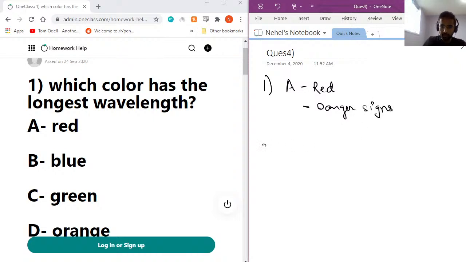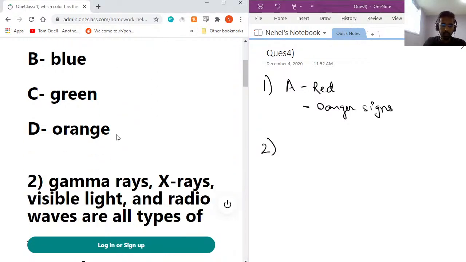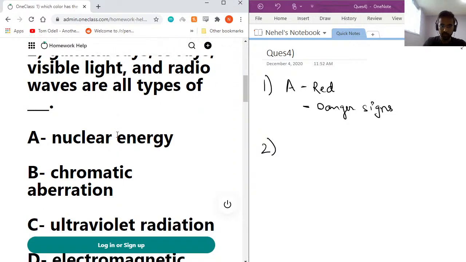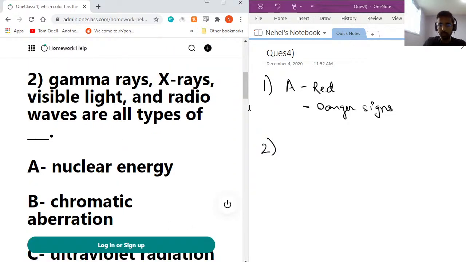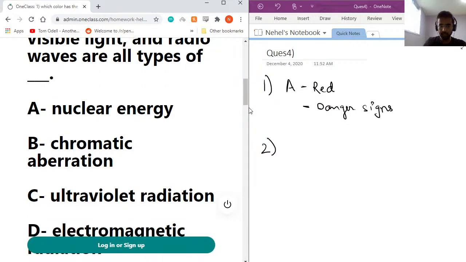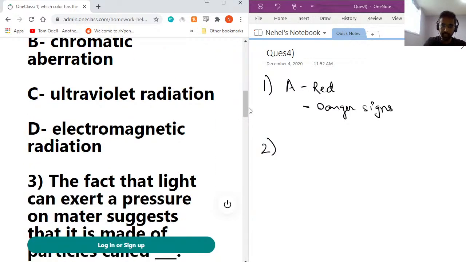Okay, so part 2 of this question asks: gamma rays, X-rays, visible light, and radio waves are all types of what? All of these have two components. One is an electric component and one is a magnetic component, which is why these are all types of electromagnetic radiation. So the answer to part 2 is D, electromagnetic radiation.